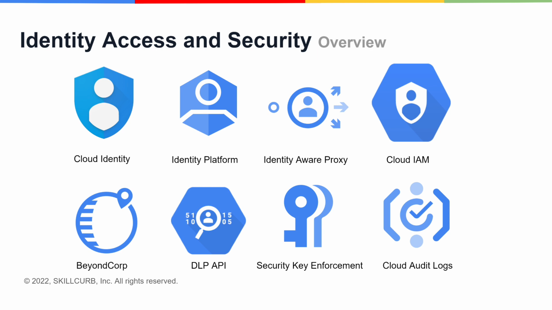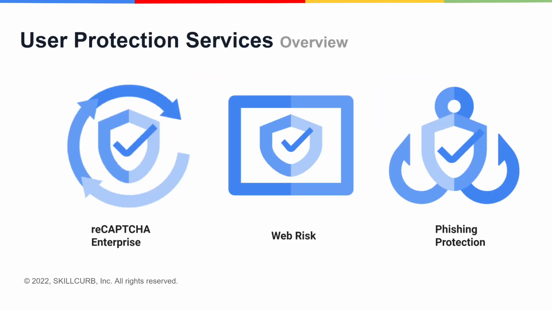Finally, we have Google Cloud Audit Logs, which help you monitor your activities on the cloud for security and auditing. Organizations can use these logs when there is a security issue or to keep a check on possible vulnerabilities. There are three categories of user protection services provided by GCP: reCAPTCHA Enterprise, Web Risk, and Phishing Protection. reCAPTCHA Enterprise helps in protecting your website from fraudulent activity, spam, and abuse without creating friction. It provides features such as two-factor authentication and mobile application support designed specifically for enterprise security concerns.